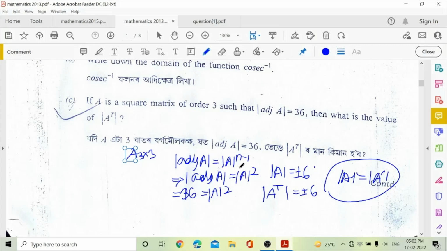That's why, what is the answer? Plus minus 6. Here in this case, we have applied two different formulas. First of all, determinant of adjoint of A equal to determinant of A whole to the power n minus 1. What is n? N is the order of the matrix. So here, what is the order of the matrix? 3. So in place of n, I have written 3, so 3 minus 1 is equal to 2. But determinant of adjoint of A is equal to 36. It is already given. So after simplification, we have got determinant of A equal to plus minus 6. But you have to find out the value of determinant of A transpose. So how can you find it out? Determinant of A is always equal to determinant of A transpose. That's why determinant of A transpose is equal to plus minus 6. You have got it. Okay.